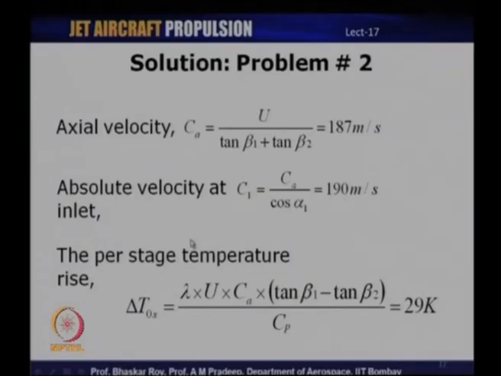Now, how do we calculate the per stage temperature rise? Because we have to now find out the number of stages required for this compressor. So, per stage temperature rise we have earlier defined as u into CA divided by Cp multiplied by tan beta 1 minus tan beta 2. Now, in this case I have included another factor here which is given by lambda. This is basically known as the work done factor.